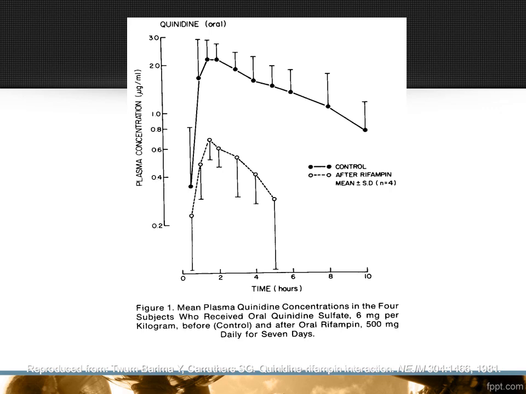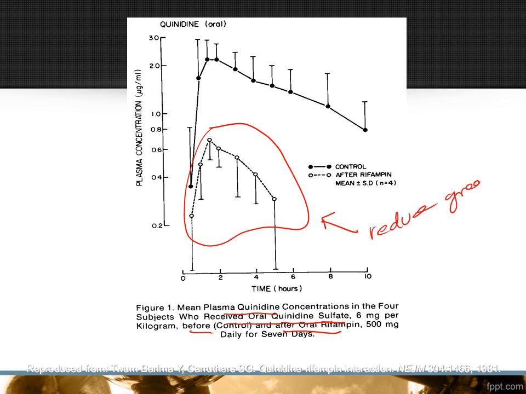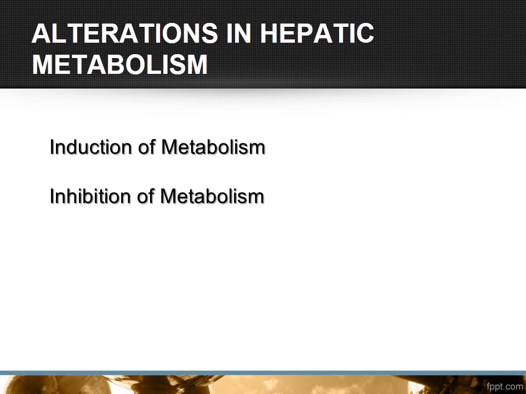Okay, this is another example of mean plasma quinidine concentration in 4 subjects who receive oral quinidine sulfate, before and after oral rifampin. After oral rifampin, you can see that the plasma concentration of quinidine reduced greatly because of the changes in hepatic metabolism. Okay, so alteration in hepatic metabolism also includes inhibition of metabolism.